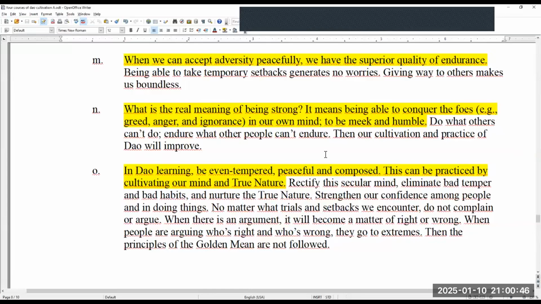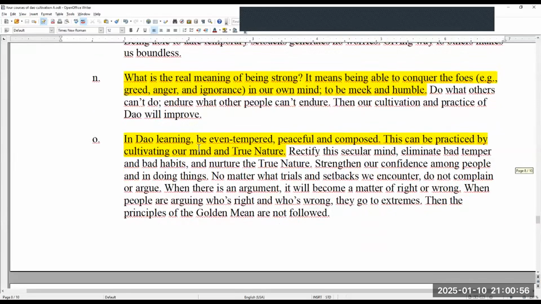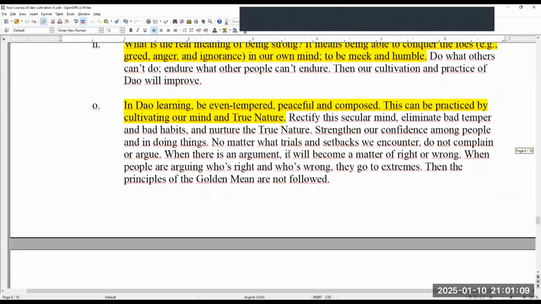Then in Tao learning, be even-tempered, peaceful, and composed. This is practiced by cultivating our mind and our true nature. That's really what's very important. In terms of learning the Tao, don't just rationally make conclusions about it, because you may miss the point, so to speak. So it's important that you be even-tempered, peaceful, and composed.